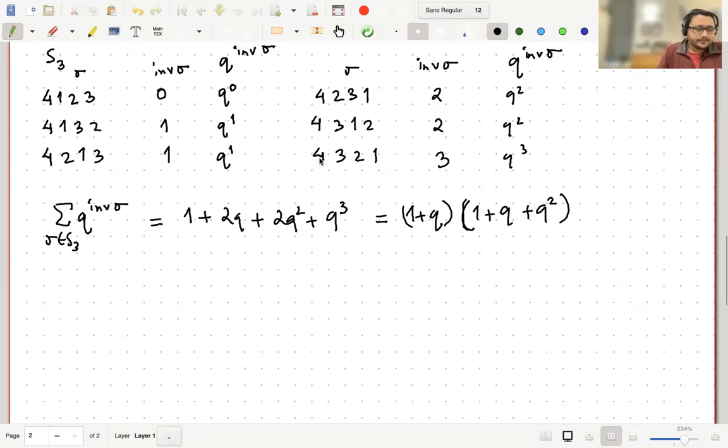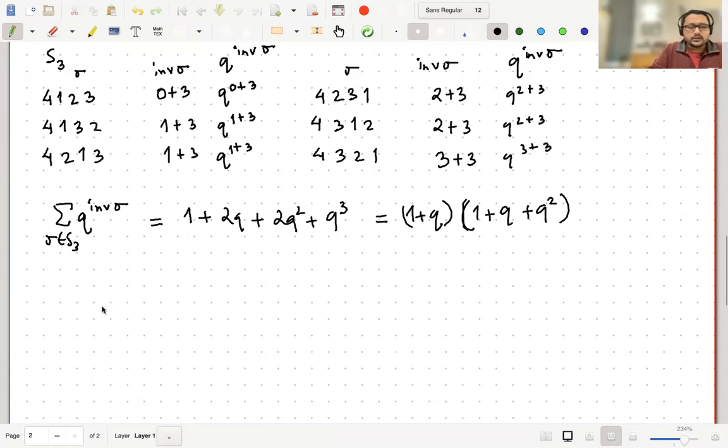If I insert a 4 everywhere in the first position, then we will add 3 more inversions to each of these. Because 4, 1; 4, 2; 4, 3, there will be 3 pairs which will be an inversion. So everywhere we are going to add 3 to the inversions. Similarly here, 4, 2; 4, 1; 4, 3, all of these will be inversions. And similarly, the weight will get increased by q raised to the power 3. So everywhere we are going to raise it by 3.